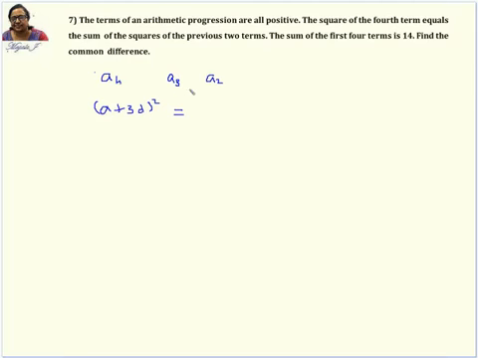So the third term, how will you write that? A plus 2D, the whole square, it's going to be squared again. Then another one is A plus D, the whole square. So it's given the sum of the squares of the previous two terms. So square of this I'm taking and square of this, and we are adding it. Now you can find out the values. I mean, you can simplify this.